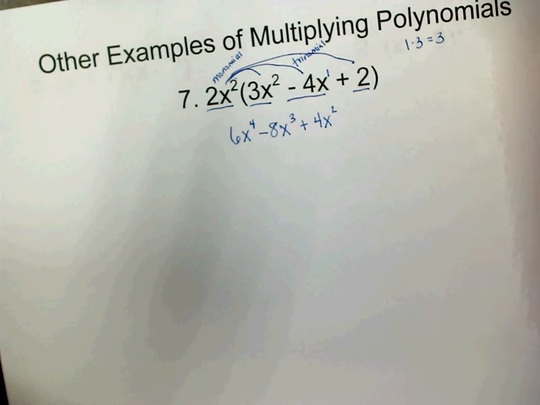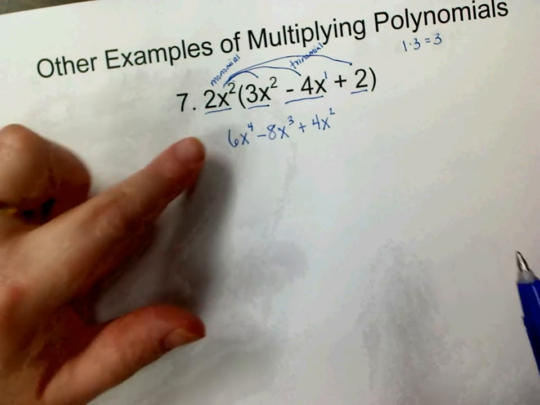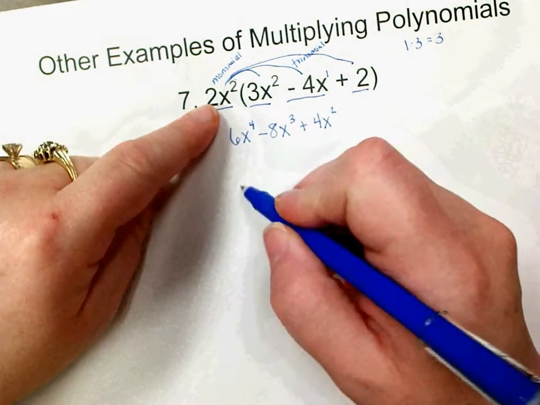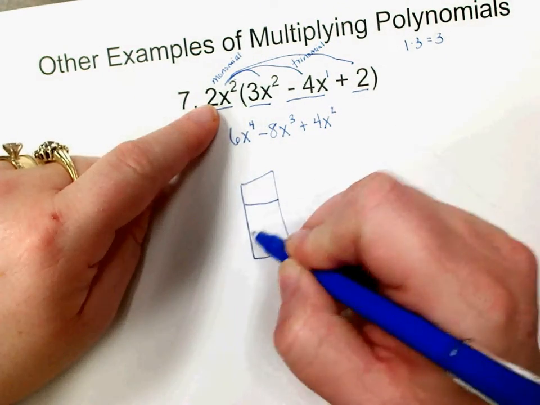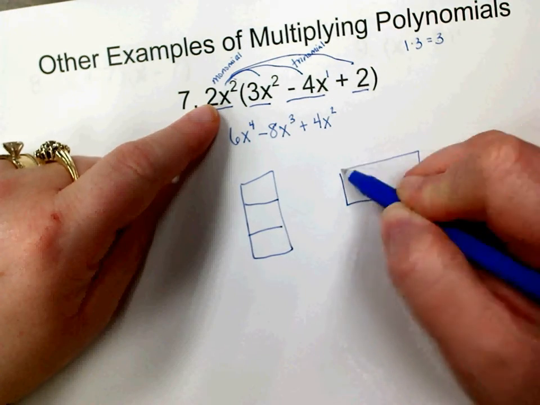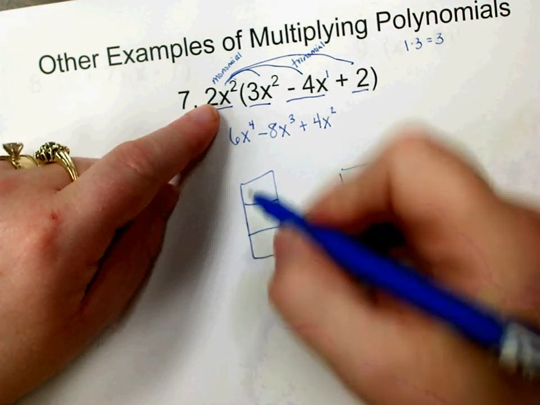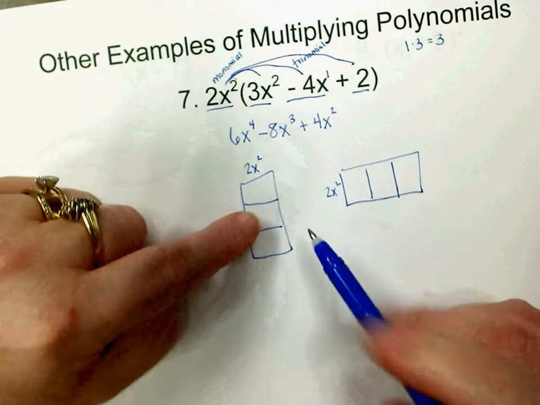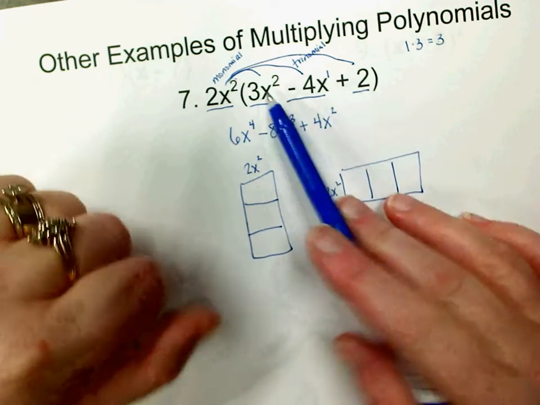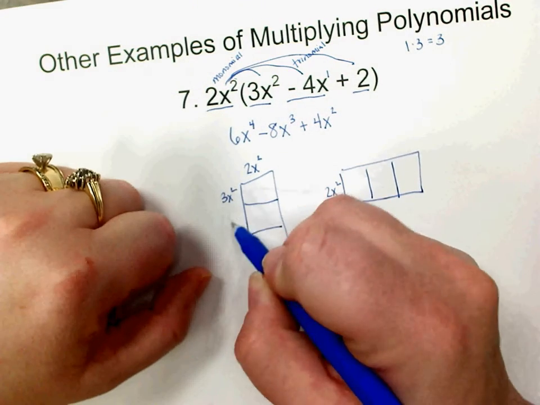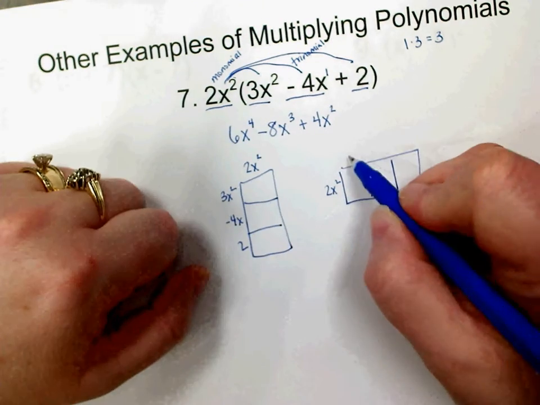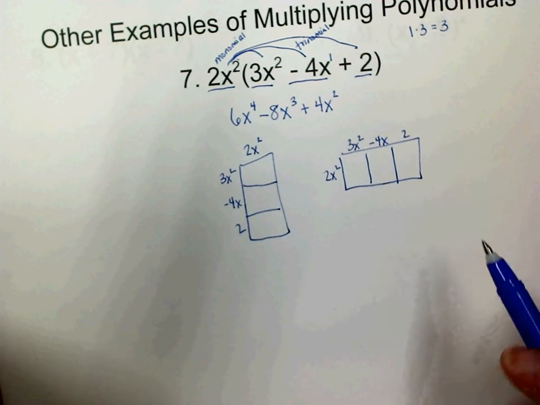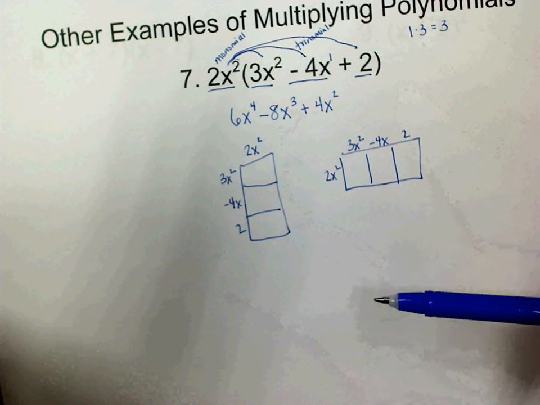If you want to use the box method, you would need a 1 by 3 box. So that would either look like this, or it would look like this. And so you would put your monomial either here or here, whichever way you're doing it, and the trinomial would go along the other side. I would certainly think that the distributive property would be easiest here. The box method is not very necessary in this case.